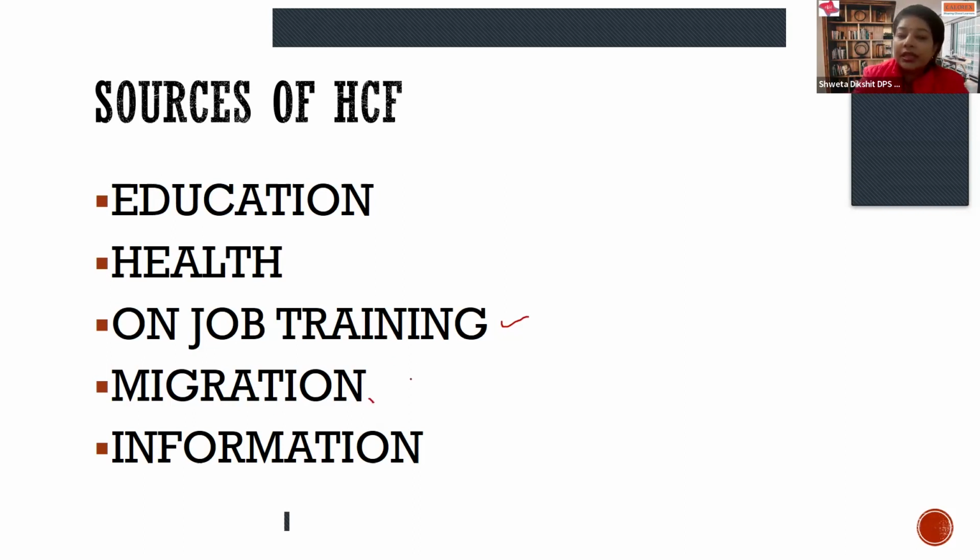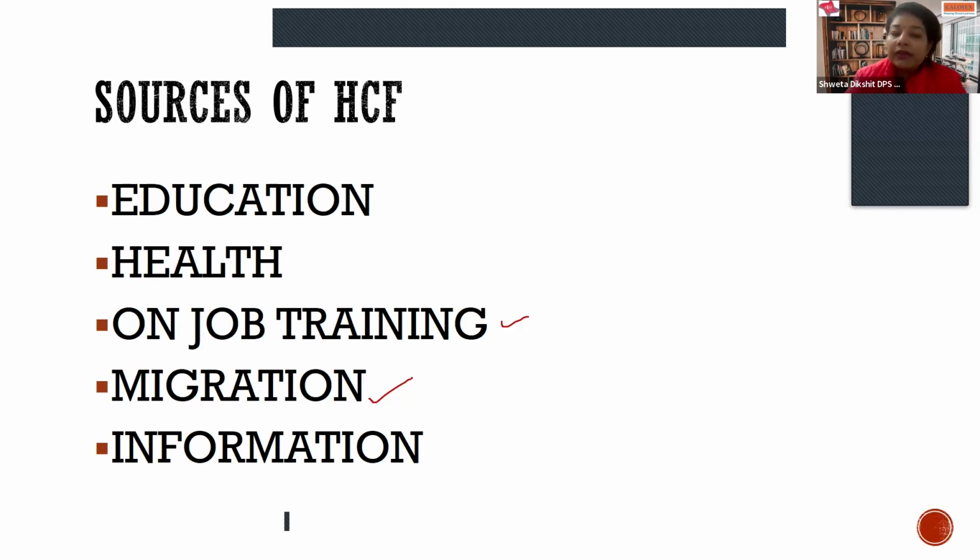Then comes migration. It is being talked about differently, because migration is when a person leaves the original or native place and settles down in another place. So far, migration has never been talked about in a positive sense. But when it comes to human capital formation, migration becomes one of the positive sources, as it helps the person become better in education, gain better opportunities in jobs, and have a better living standard.